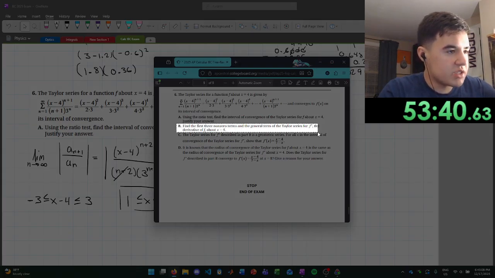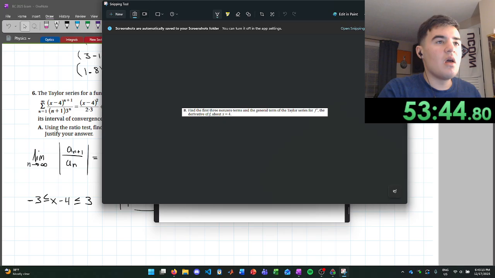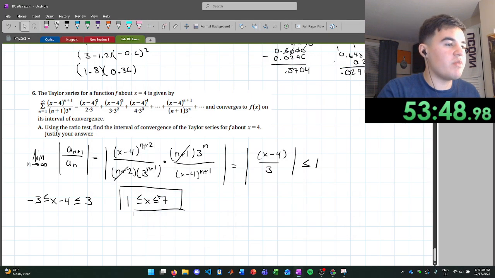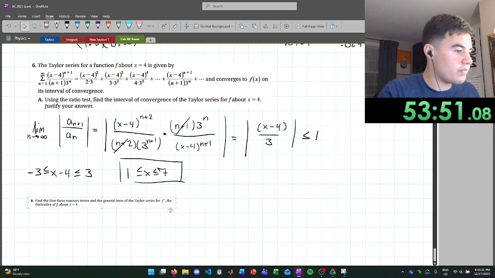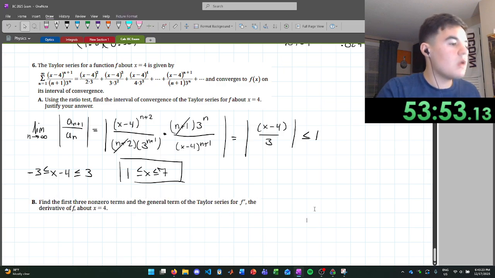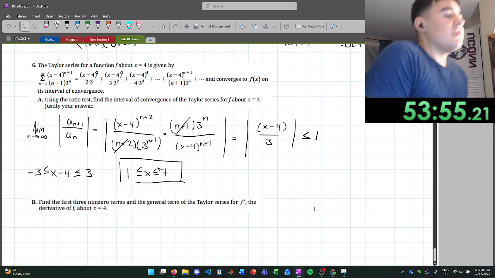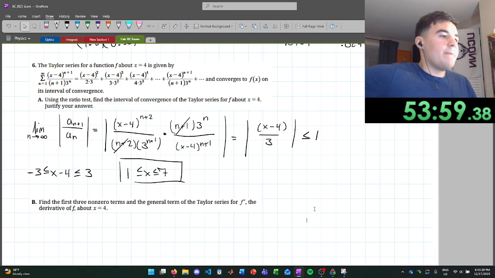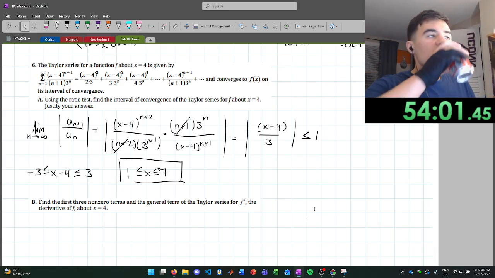Find the first 3 non-zero terms of the Taylor series for f, the derivative of f. The first three non-zero terms and the general term of the Taylor series for f prime, huh? Okay.